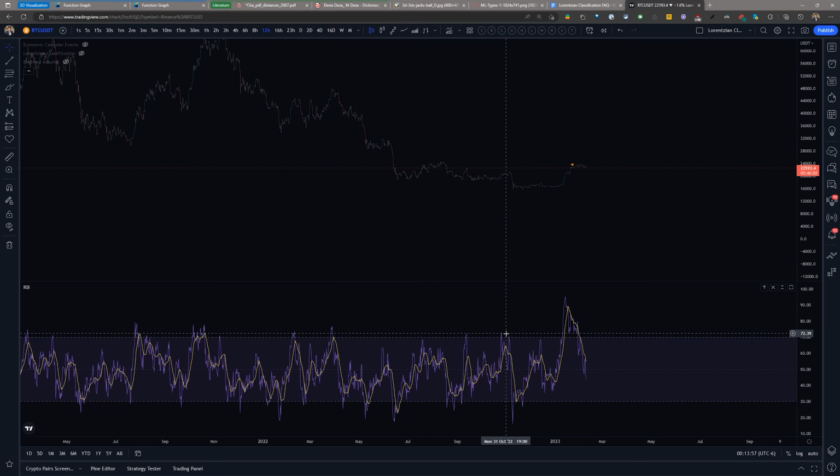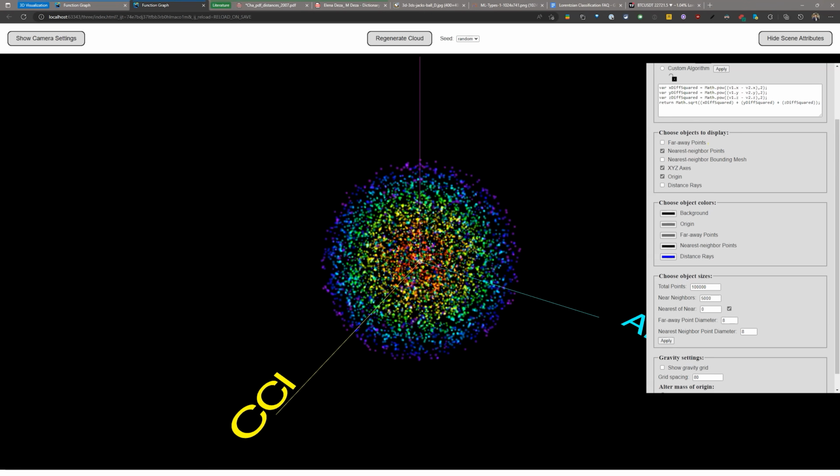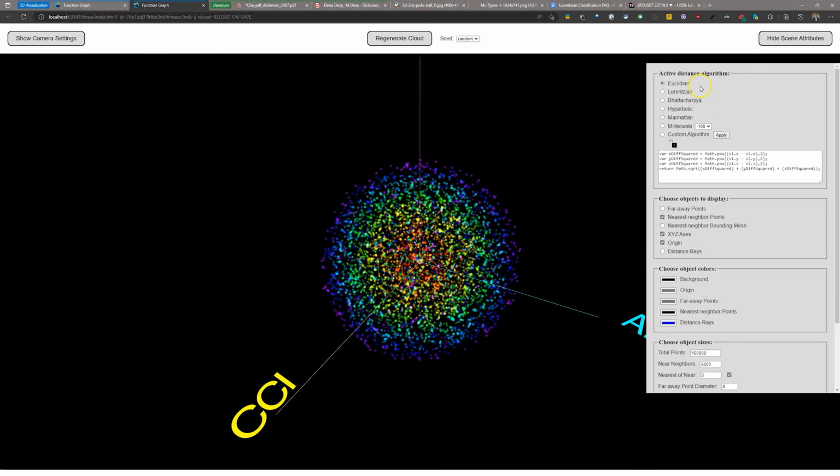So how would you go about doing that? Well, in mathematics, another way of measuring the similarity between two points is simply measuring the distance between two points. So I've created this distance algorithm viewer to help with visualizing these various distance algorithms. Specifically for this indicator, I want to focus on the Euclidean and Lorentzian distance algorithms.